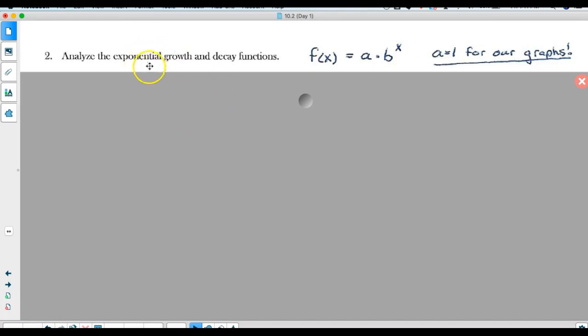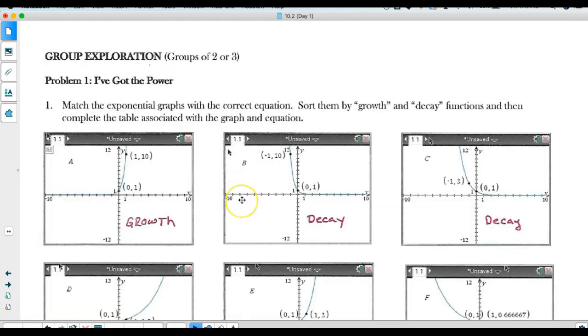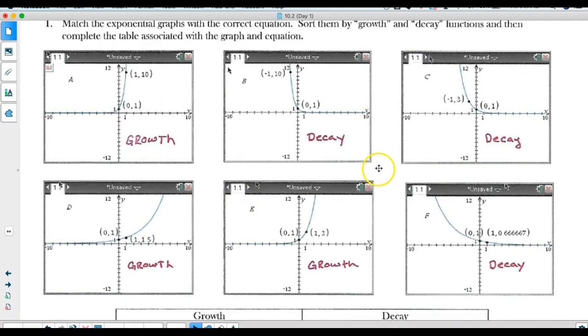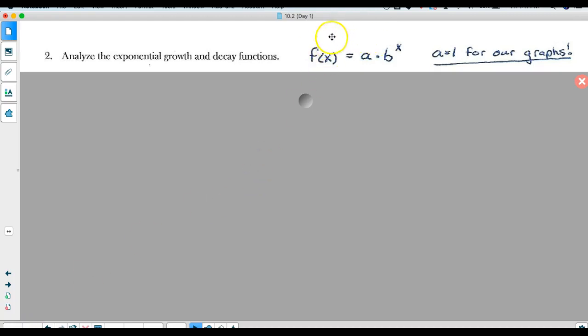Now, analyze those exponential growth and decay functions from the previous page, okay? We're looking at all six of these functions, and there is something all six of them have in common. As you're looking at all these, what do all six graphs have in common? Well, remember the essential idea says we were looking at f of x equals b to the x. The general equation for an exponential is a times b to the x, but for all these equations we're looking at today, the a value is 1 for every one of our graphs.